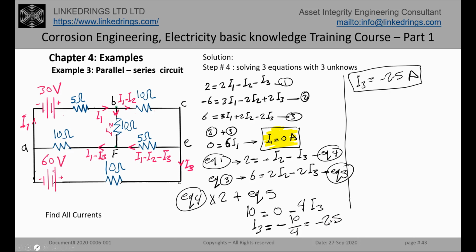What's the meaning of the minus here? The minus means the current I3 direction is not in this direction, it's actually in the other direction, which is logical because the voltage source here is higher than here. So basically the driving current will be in this direction. So it's logical, but we don't need to go through this logic very much because it's clear from the equation. Now we have already found I1 and I3. We can substitute in any equation and we can find I2.